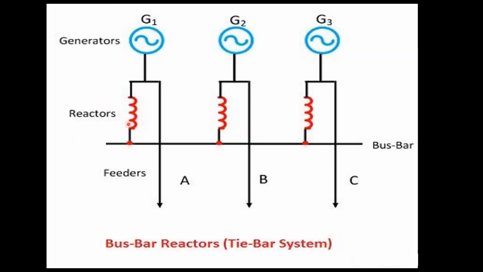See the arrangement. This is how the location of reactor is varied. Instead of inserting bus bar reactor just like in ring bar system, the location was this. Now it is in different way. So now it is going to protect your generator as well as feeder.